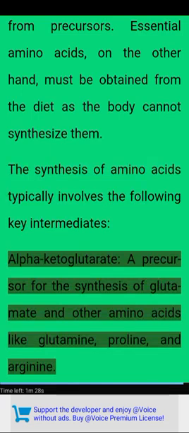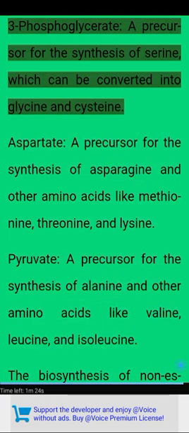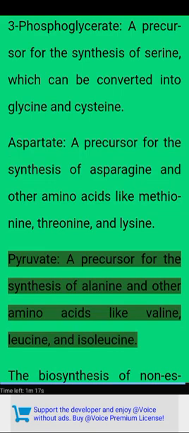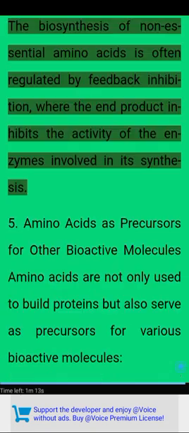Alpha-ketoglutarate, a precursor for the synthesis of glutamate and other amino acids like glutamine, proline, and arginine. 3-phosphoglycerate, a precursor for the synthesis of serine, which can be converted into glycine and cysteine. Aspartate, a precursor for the synthesis of asparagine and other amino acids like methionine, threonine, and lysine. Pyruvate, a precursor for the synthesis of alanine and other amino acids like valine, leucine, and isoleucine.